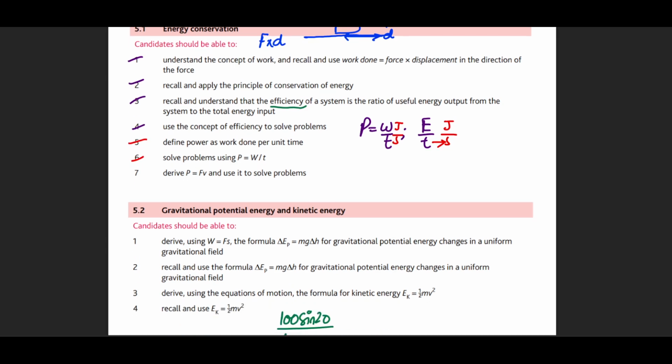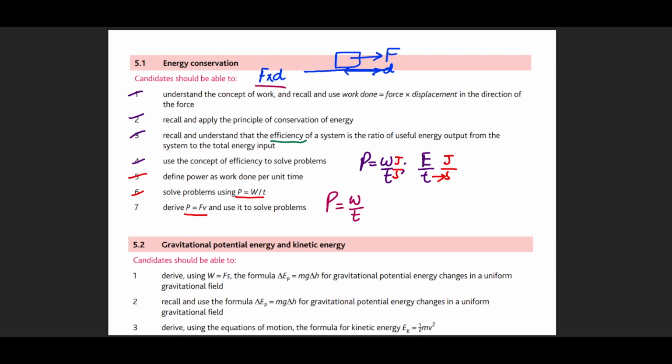We have point number 6 as well, as work done divided by time. Then we have power equals to F into V. You have to prove this, how this formula actually comes into being. Very simply put, let's say that we have power is equal to work done divided by time. We know from physics that work done is F into D. So we simply replace it: F multiplied by D divided by time.